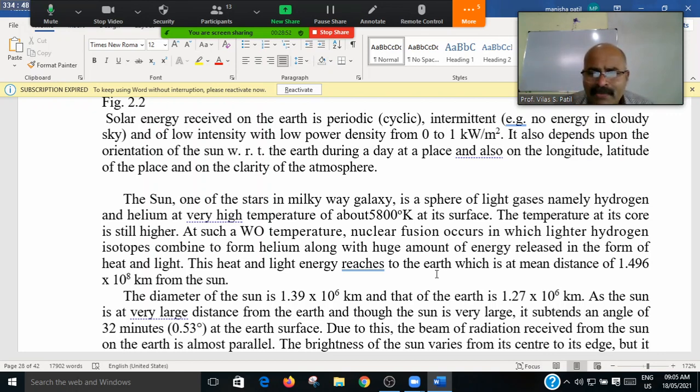On about 1200 to 1500, and this temperature is very high. That is 5800 degrees Kelvin, which is the temperature observed at the sun's surface, and the temperature at its core is still higher. As we travel from the surface into the core of the sun, it creates a higher temperature.